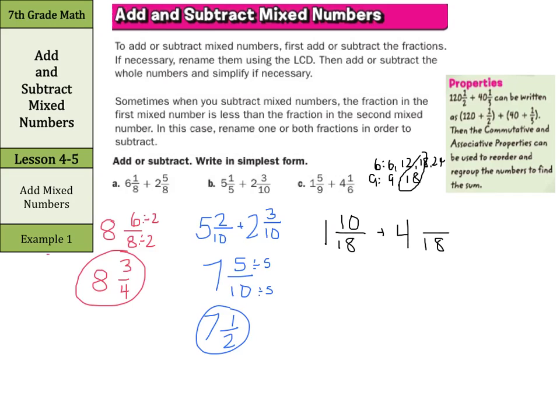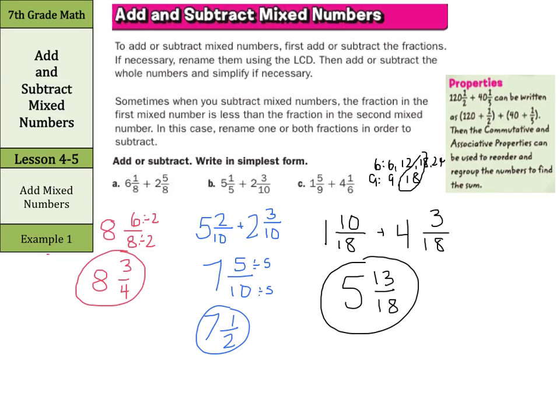And then 6 times what was 18? Well, that was 6 times 3, so 1 times 3 is going to get me 3. And now I can add. 10 18ths plus 3 18ths is 13 18ths. And then 1 plus 4 is 5. Cannot do any simplifying there. So my final answer is 5 and 13 18ths.